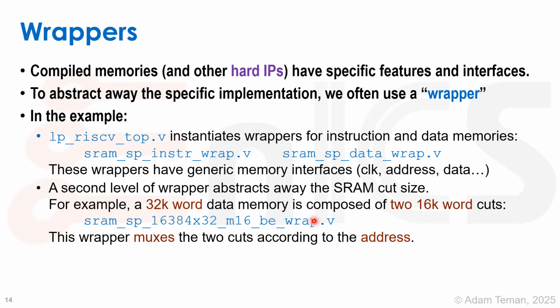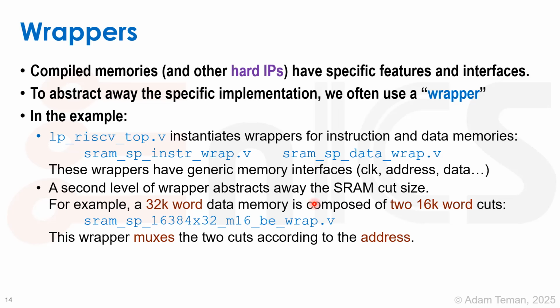So this is also another wrapper. It's a second level of wrapper, and it's generic. It is not specific to the actual SRAM compiler. It is, however, specific to the SRAM cut we made. So this is going to be a wrapper for a 16K by 32 SRAM. Okay, and the wrapper muxes the 2 cuts according to the address.